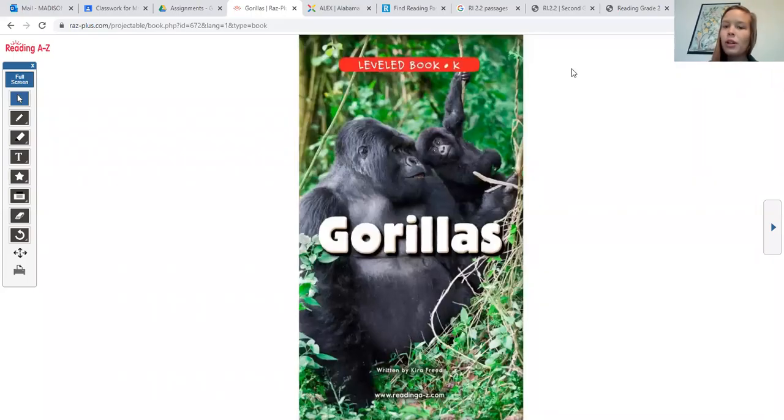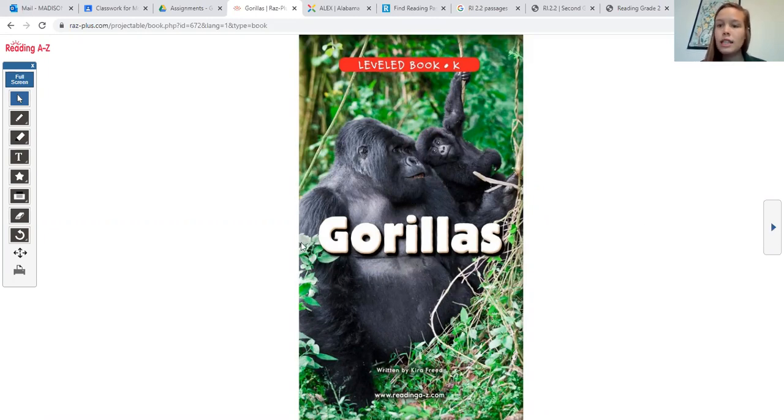Okay, now we're going to go through a book in Reading A to Z called Gorillas, and I'll assign this to you too, so you can go back and finish reading it if you don't get through all of it, if you would like. And we're going to look at how this book has things broken up. They have paragraphs, but they also have headings, which is that nonfiction text feature that we've talked about before.